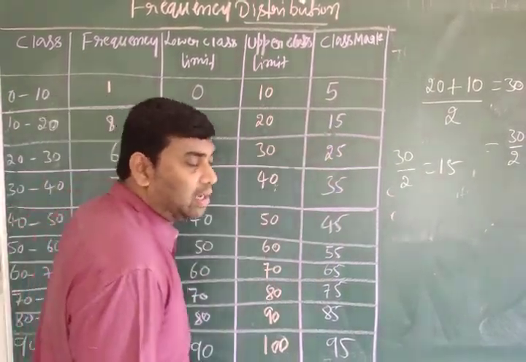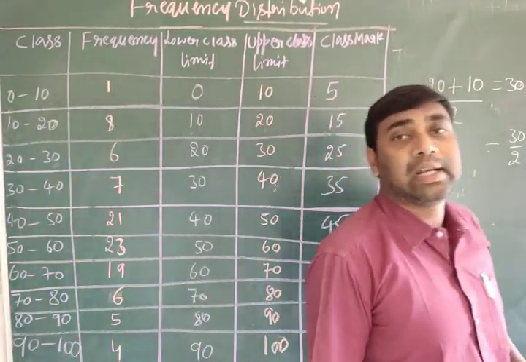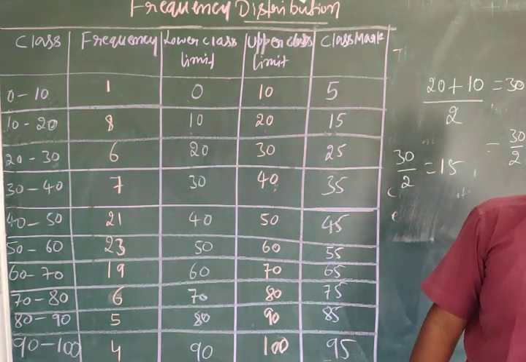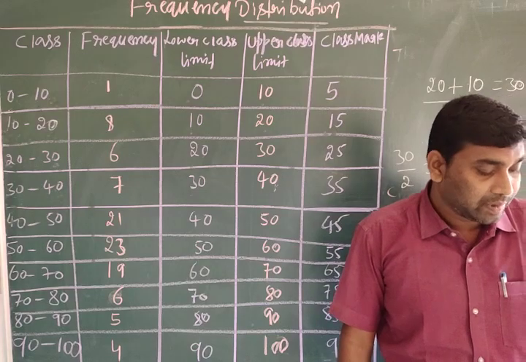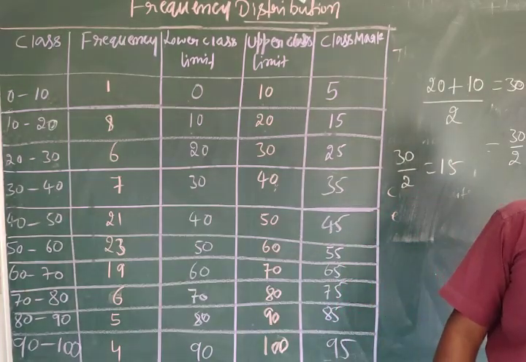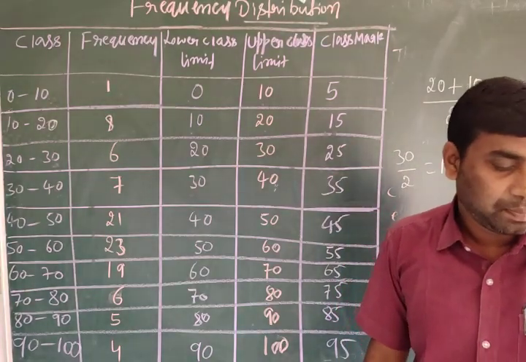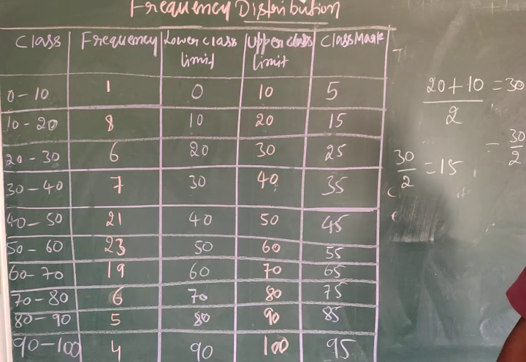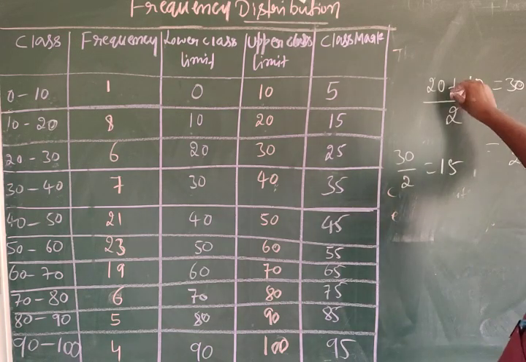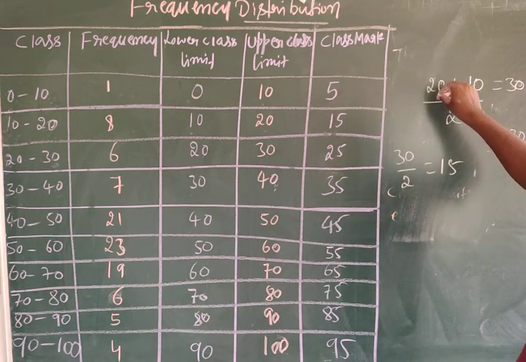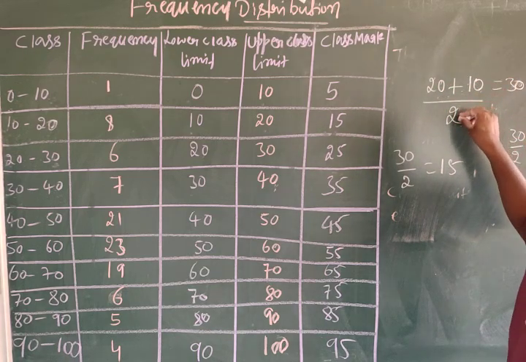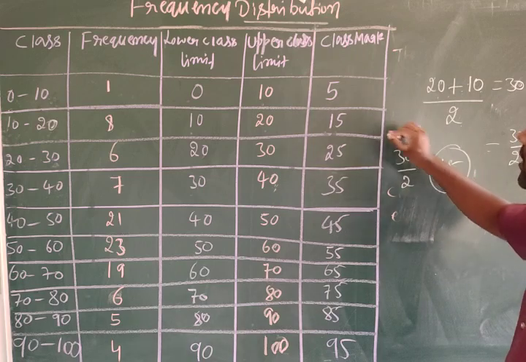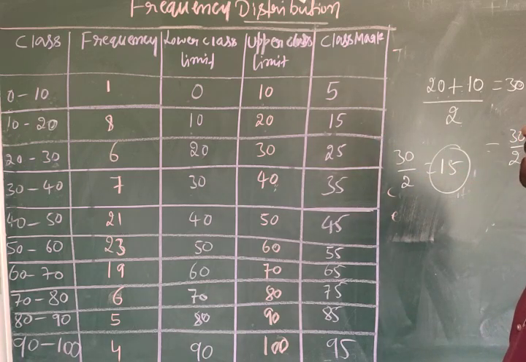Class mark is derived from the upper class limit and lower class limit. How can you identify it? We can understand with the help of a formula, that is upper class limit plus lower class limit, divided by 2. 20 plus 10, that is 30. 30 divided by 2, the answer is 15.